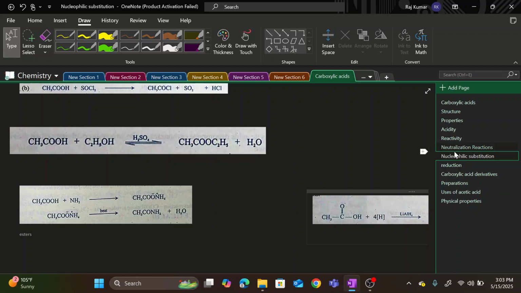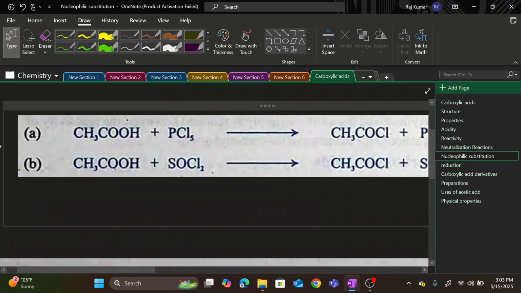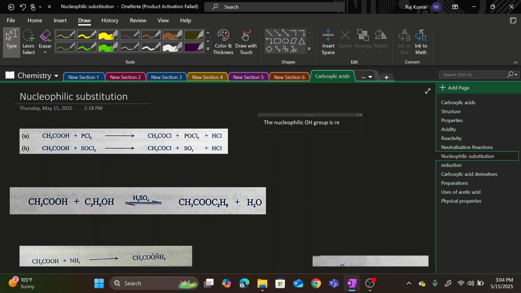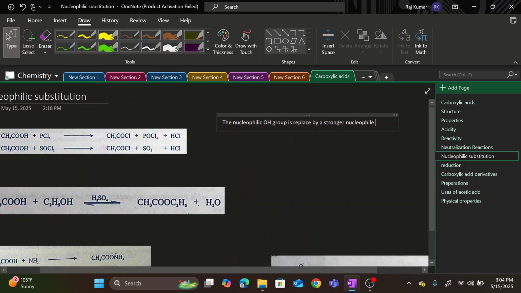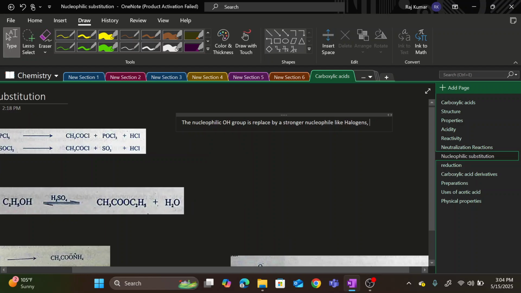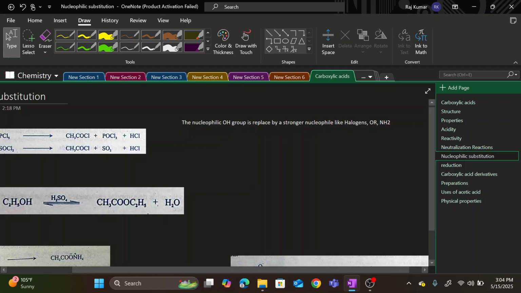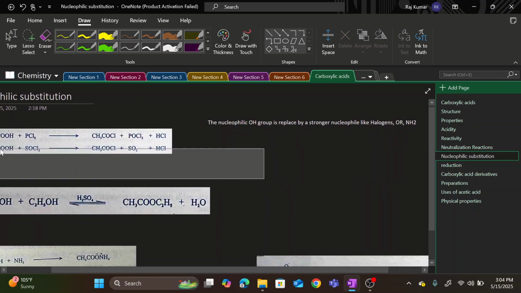Now let's move on to some nucleophilic substitution reactions. Nucleophilic substitution reactions are the ones in which the OH group is replaced by a stronger nucleophile, like halogens, OR group, amide group, due to which it forms acid halide, esters, and amides. So in that way, it is going to perform nucleophilic substitution reaction.